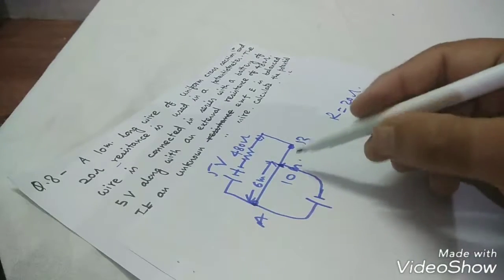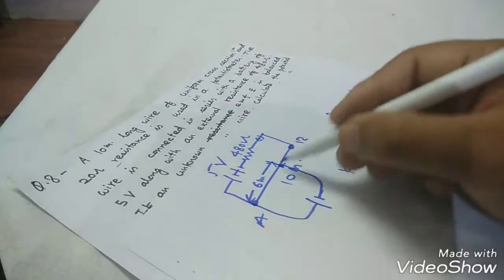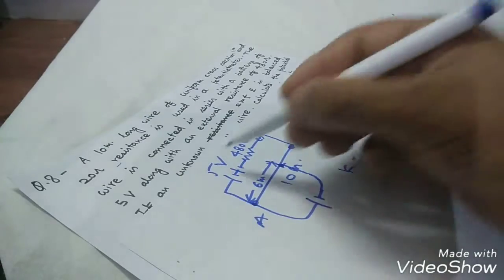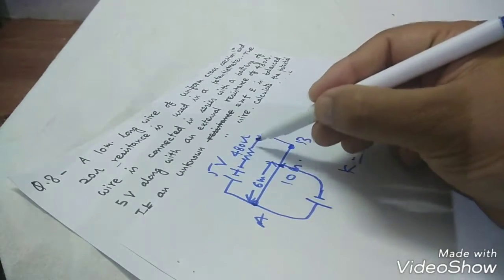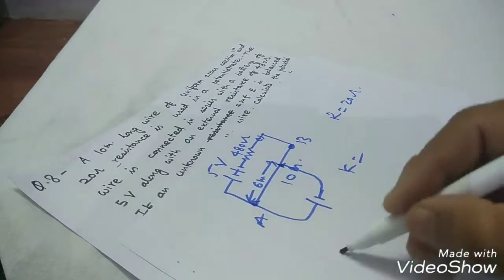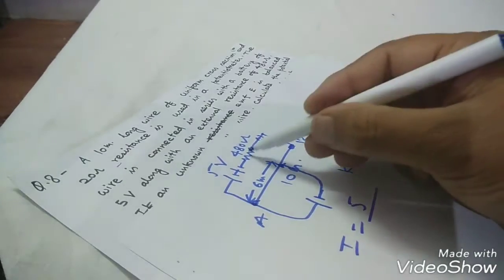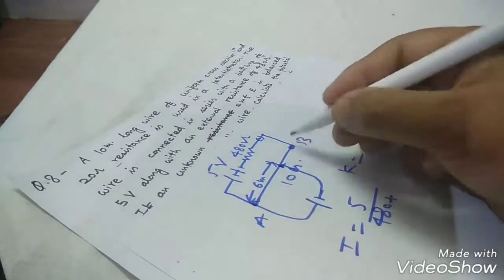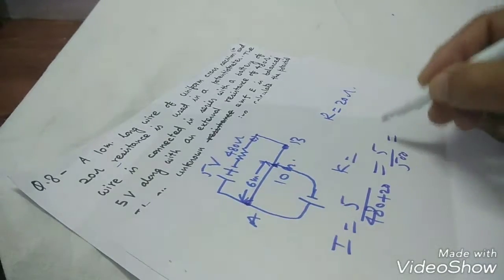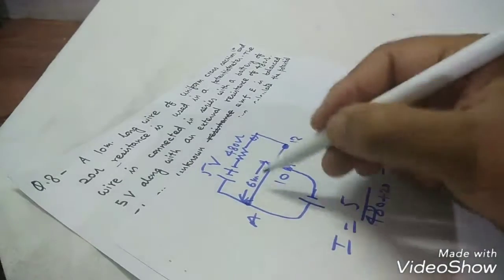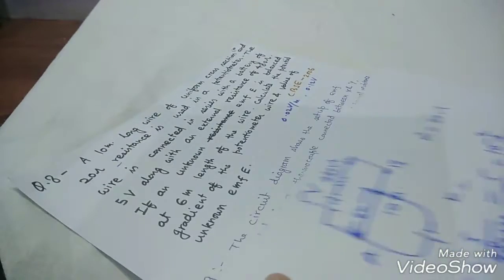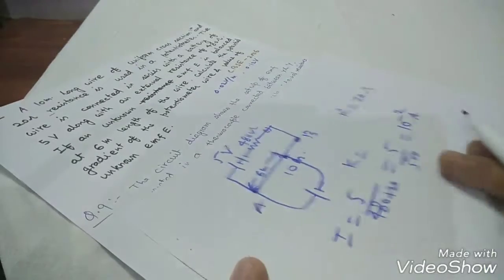Potential gradient, how will we calculate? Potential gradient K is equal to the drop across per unit length of this wire. So how much is the total potential? 5 volt will drop across the 480 ohm resistance also. For that you have to calculate current. For measuring current, V is 5 volt, R is 480 ohm plus 20 ohm potentiometer wire resistance. This is 5 by 500, equal to 10 to the power minus 2 ampere, the current flowing through it. So how much will be the potential drop across it?